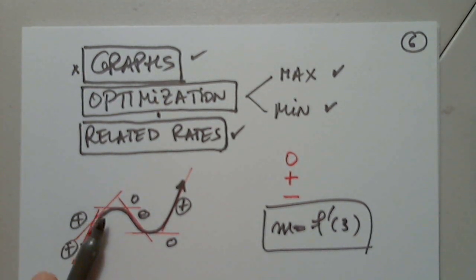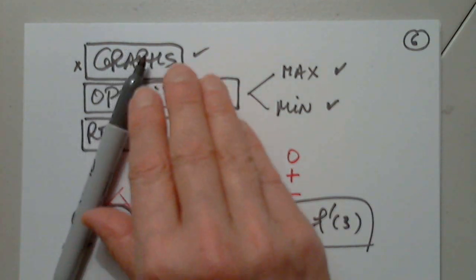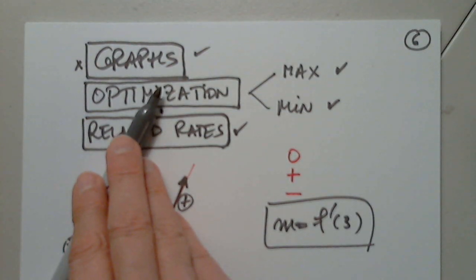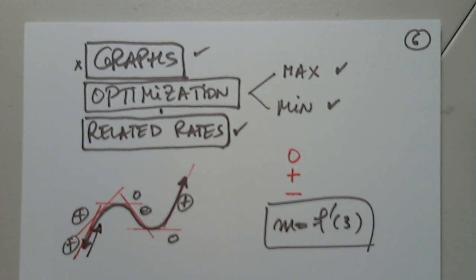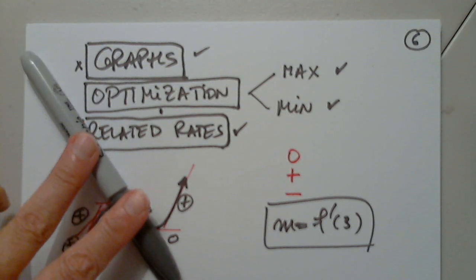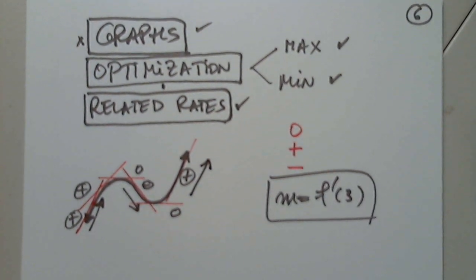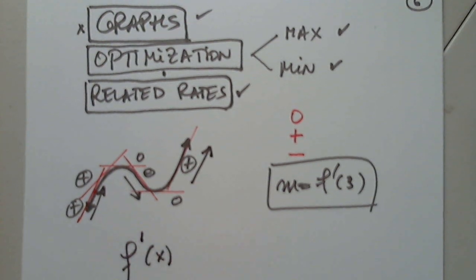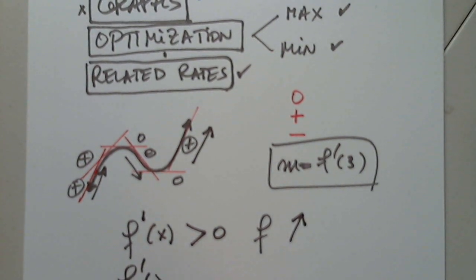But look what the function does when the slope of the tangent is positive. What does the function do? What am I trying to show you? What does the function do when the slope of the tangent is positive? It increases. Excellent. What does the function do when the slope of the tangent is negative? It decreases. And again, increases. So, if f prime of x is positive, the function is increasing. If f prime of x is negative, the function is decreasing.